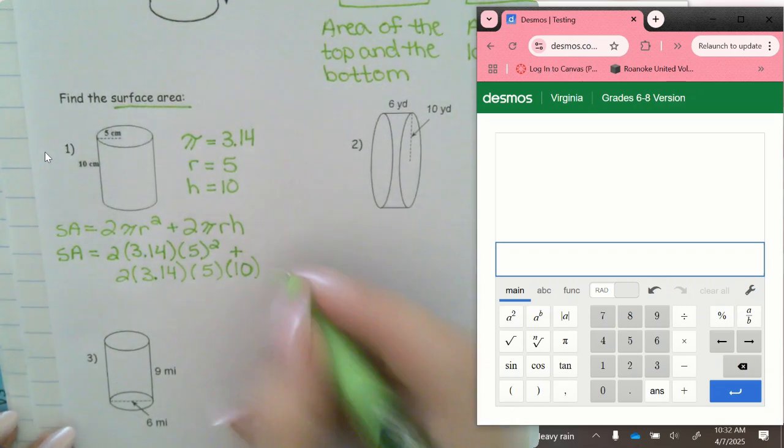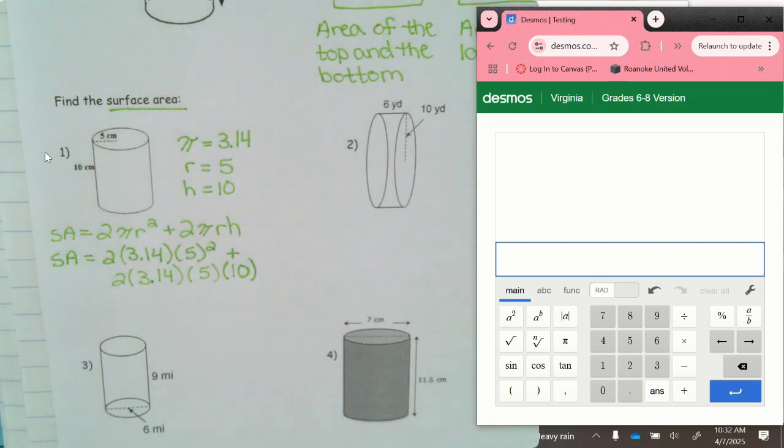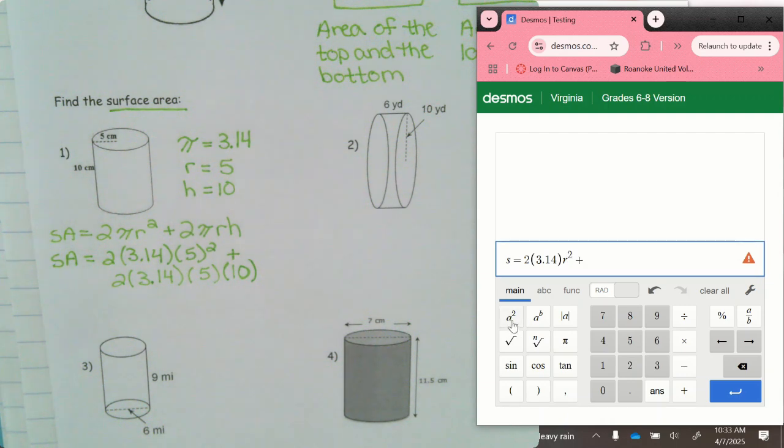Okay? If you have Desmos, you don't have to type in all of those numbers. You can type in your formula and type in what your variables are equal to. So I'm going to start with the formula, and again, instead of using the pi button, I'm using 3.14 times r squared plus 2 times 3.14 times my radius times my height. We said our radius is 5 and our height is 10.